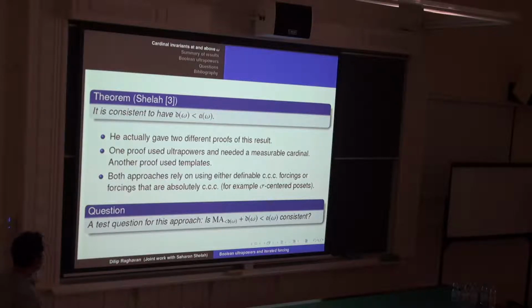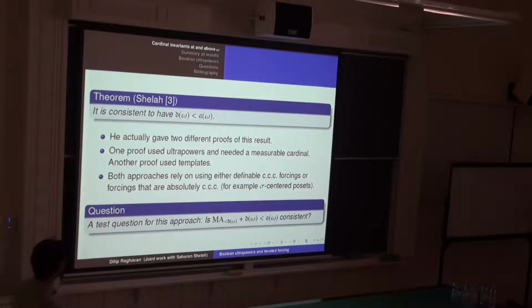One of the limitations of both of these approaches, the approach of using ultrapowers and the approach of templates, was that you generally need to assume that the forcings you're using are definable CCC forcings, like Suslin CCC posets, like Diego was talking about just now. Or that they're absolutely CCC, for example sigma-centered. You can use some non-definable posets, but they have to remain CCC after any CCC forcing. In general, using non-definable things like a Suslin tree would not work very well in this framework.